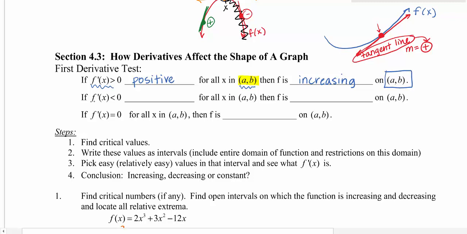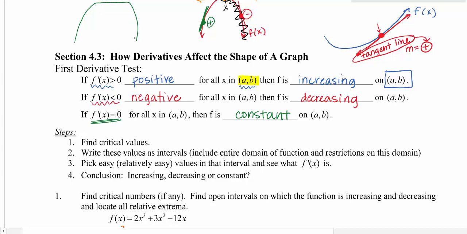And so now if I fill in the rest here, if f prime of x is negative for all x in (a, b), then we say f is decreasing, which I just showed you on the graph above. And then if f prime of x equals 0, we say f is constant on a to b because it may not just be for one moment in time. Maybe we have a curve that does something like so, and then it stays constant, and then it dips.